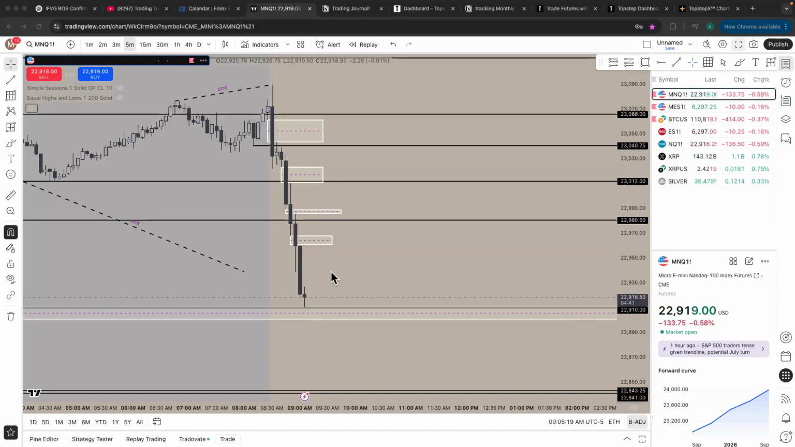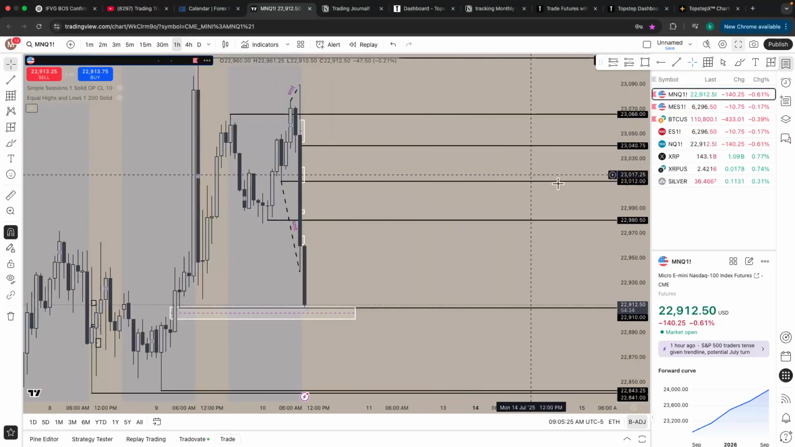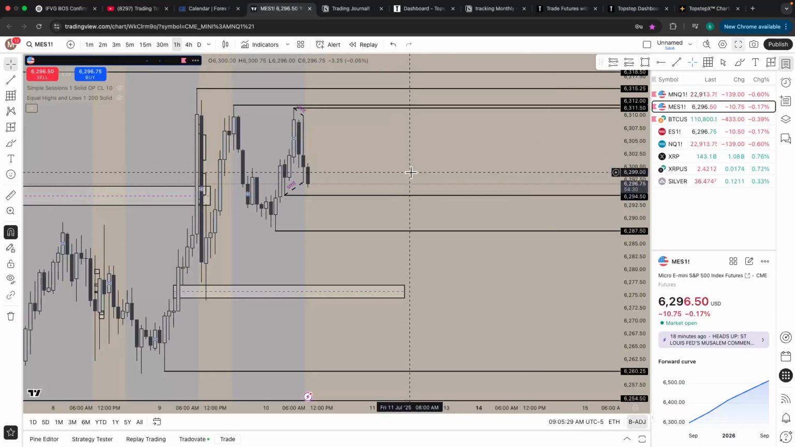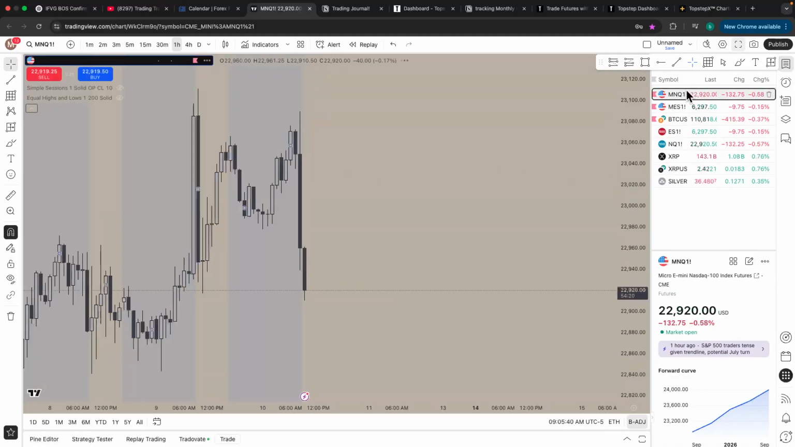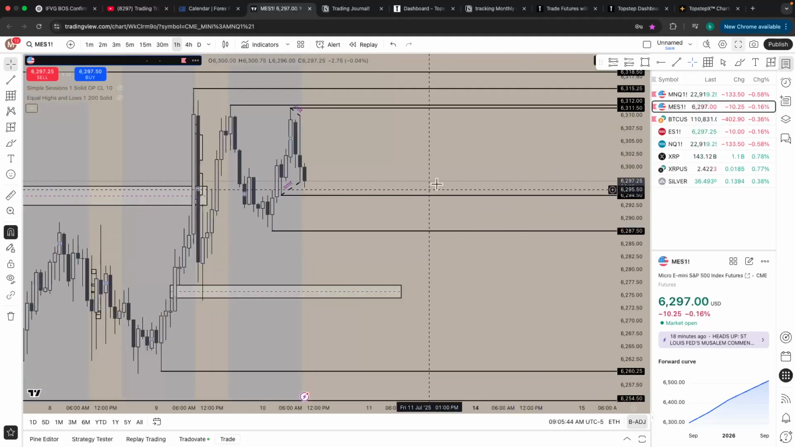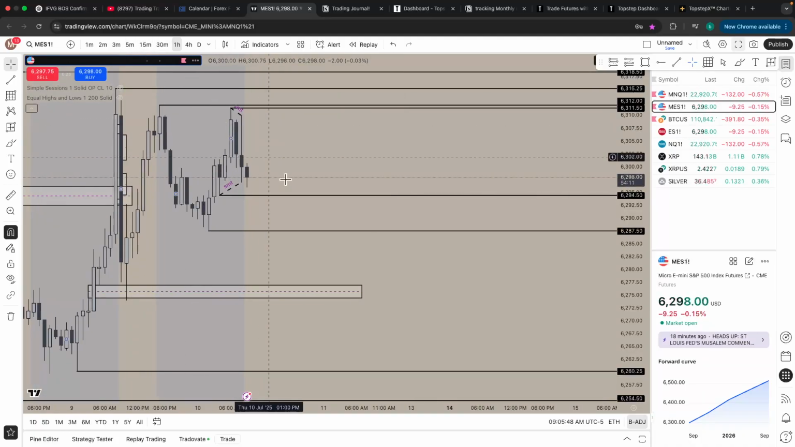And we tapped into that in the 1 hour. I was looking at my phone. We're just tapping into it. Maybe we see some rejection out of that. We made a higher low right here on ES, a lower low on NASDAQ. I'm not seeing much of anything off of that.